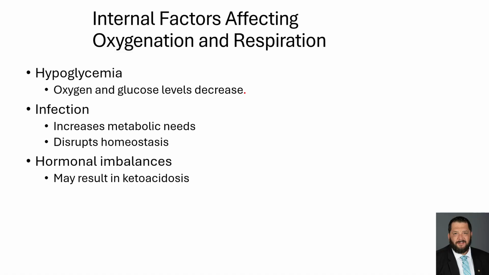Some other factors that can inhibit internal respiration and oxygenation, things like hypoglycemia. A patient who is significantly hypoglycemic may not have an adequate amount of sugar to appropriately metabolize and create adenosine triphosphate, may have a reduced respiratory compromise or reduced respiratory effort rather. Things like infection may increase the metabolic needs of oxygen for a patient. So they may have inadequate oxygenation even though under normal circumstances, the supplied amount of oxygen and ventilation is adequate. Or things like hormonal imbalances, things that can result in things like ketoacidosis.